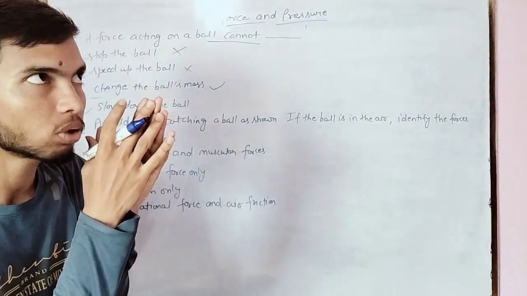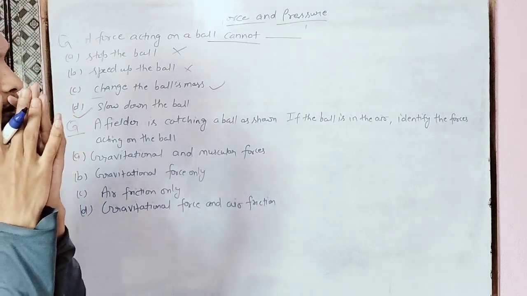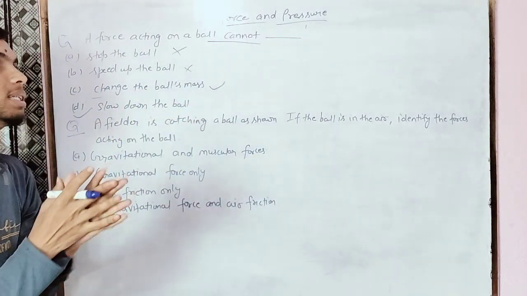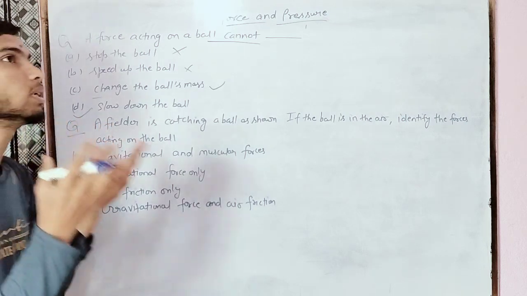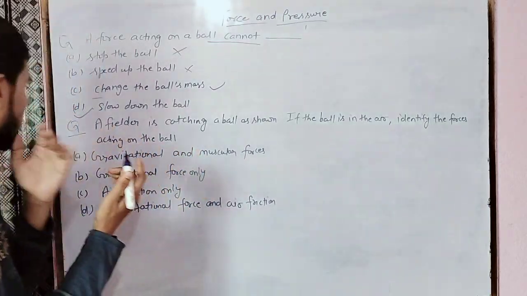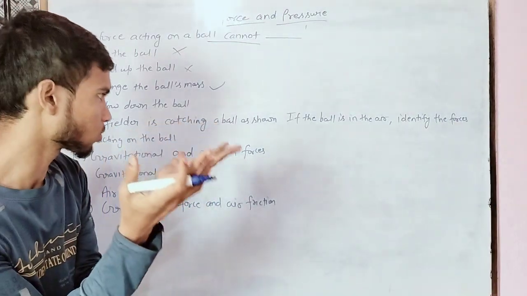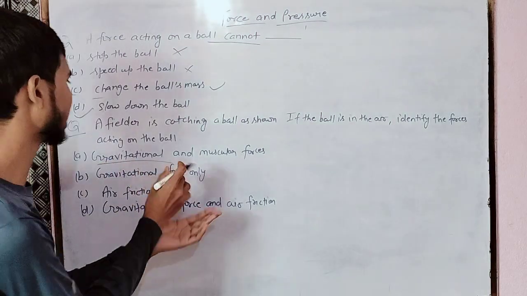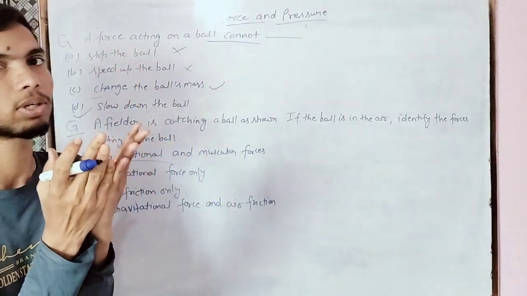But the ball is not in the hand of the fielder. The ball is in the air, and we have to tell which kind of force is acting on the ball. So of course here, gravitational and muscular force. Gravitational force is acting on the ball, but not muscular.